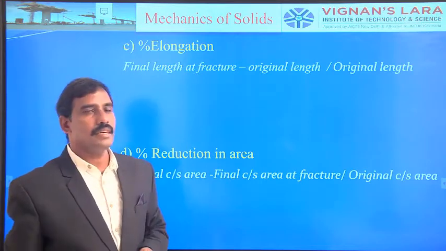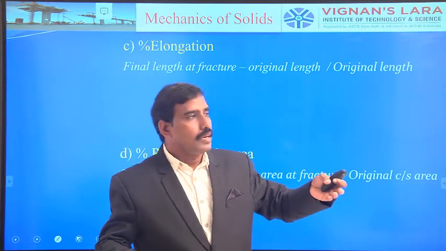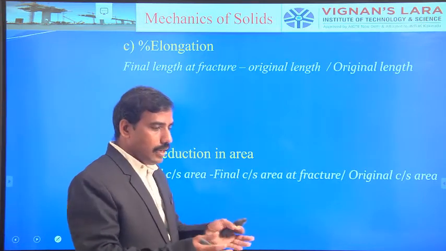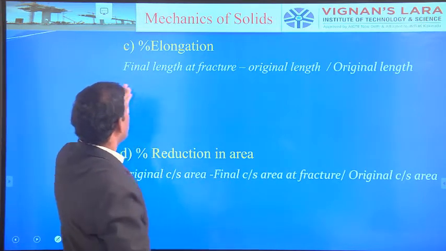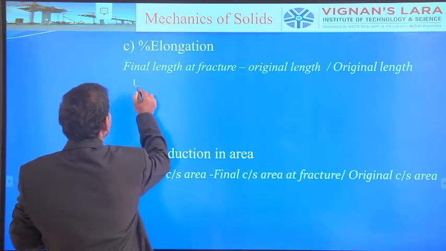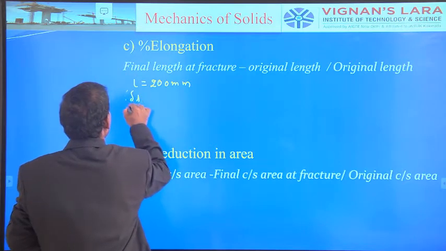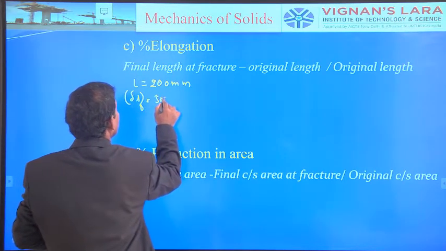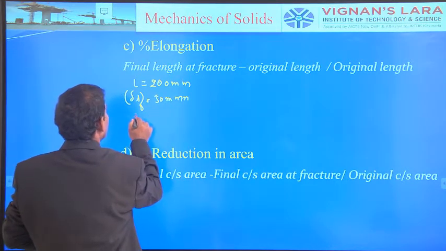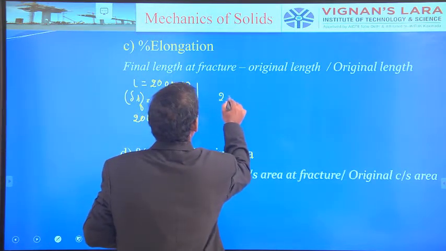Go for the next one, the elongation. Whenever a body is subjected to an increased load, there is a change in dimensions. One is the length, second one is the diameter. What about the final length at fracture? If you observe, the actual length is 200 mm, am I right? The total elongation delta L T is equal to 50 mm. The total length at fracture becomes definitely 200 plus 50, that is equal to 250.